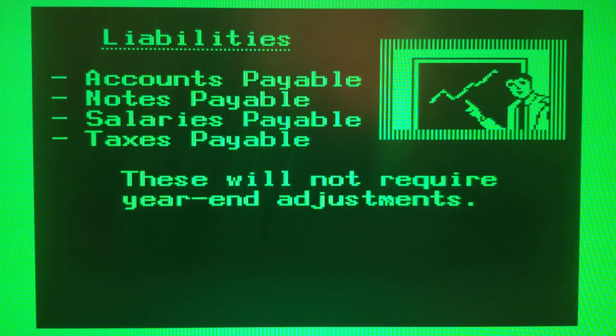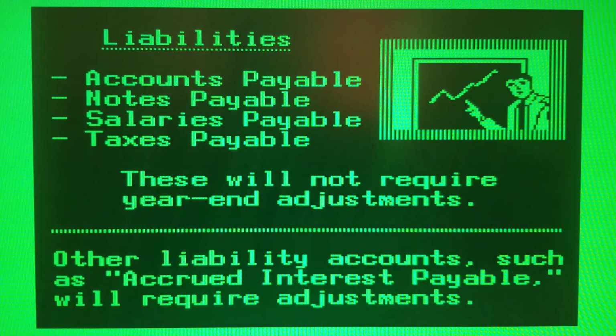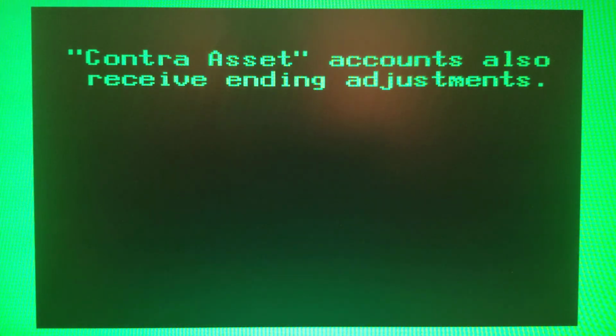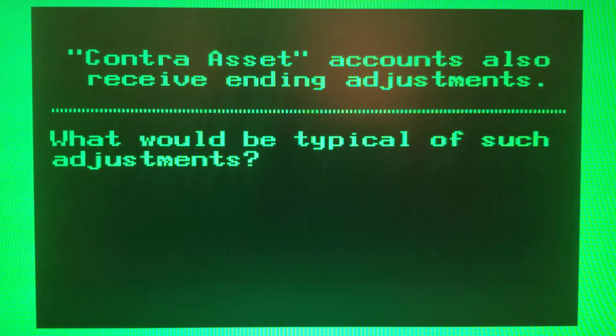The principal liability accounts, such as accounts payable, notes payable, salaries, and taxes payable, will not usually require year-end adjustments if they're current and posted. Other liability accounts, such as accrued interest payable, will require ending adjustments. In the same respect, the various depreciation accounts, which are not liabilities but contra-asset accounts, will also receive ending adjustments. What would be typical of such adjustments?